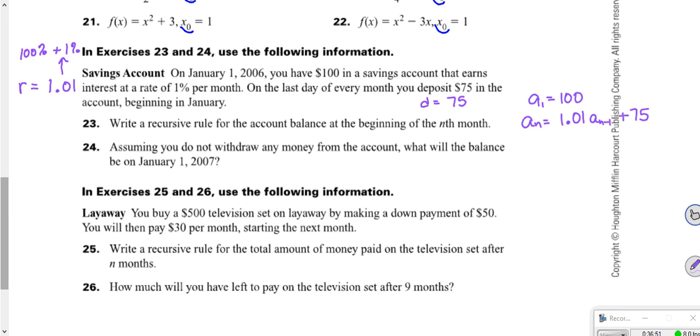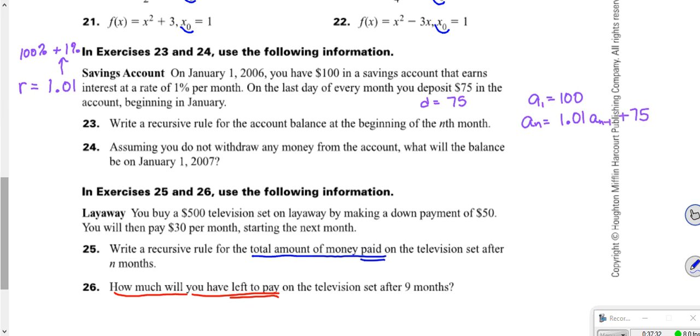Now, I'll let you finish the other one. 25, it says you buy a $500 television set on layaway by making a down payment of $50. You will then pay $30 per month starting the next month. A couple things I want to point out that have been sticking points in the past: up here they're asking for total amount of money paid. Down here, they're asking how much you have left to pay. So be careful.